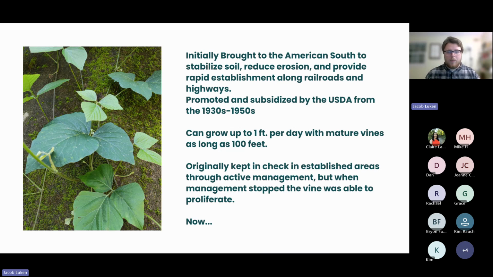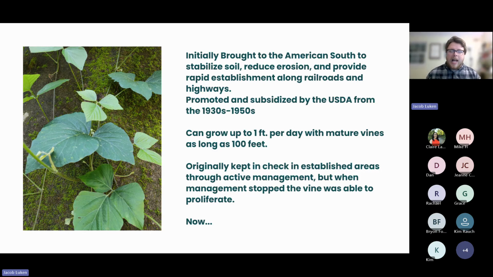They originally brought it, again, to stabilize soil and reduce erosion, because in the 30s we were coming out of the Great Dust Bowl. So there was a lot of concern throughout the country about making sure that our soil and water resources were locked in and very much taken care of. Holding soil on site became a very big and important thing, and kudzu was seen as a perfect solution to that. The reason being is that it can grow up to a foot a day, with mature vines up to 100 feet long. So a foot a day is quite a lot of plant growth.